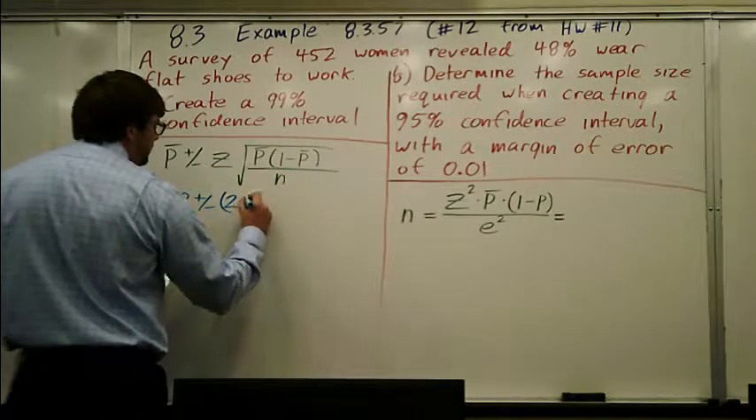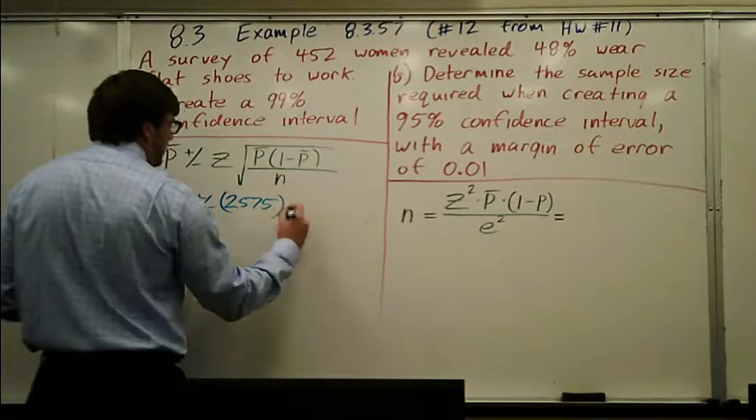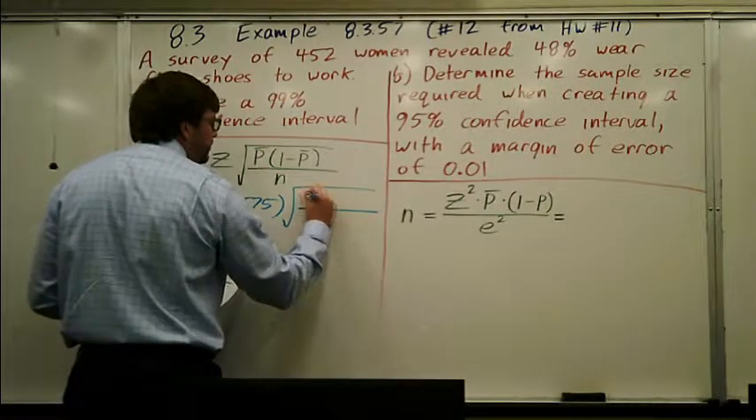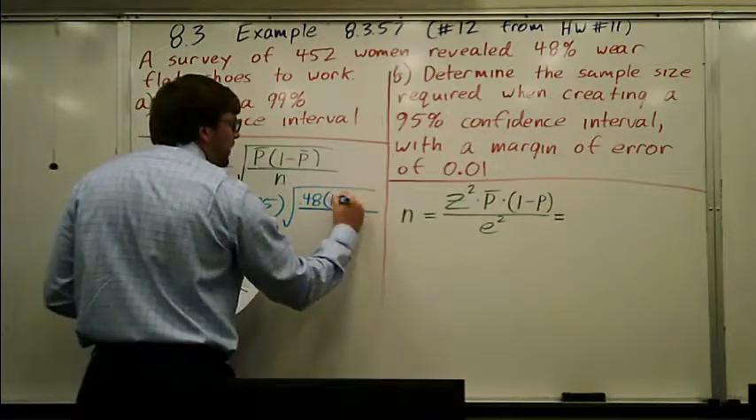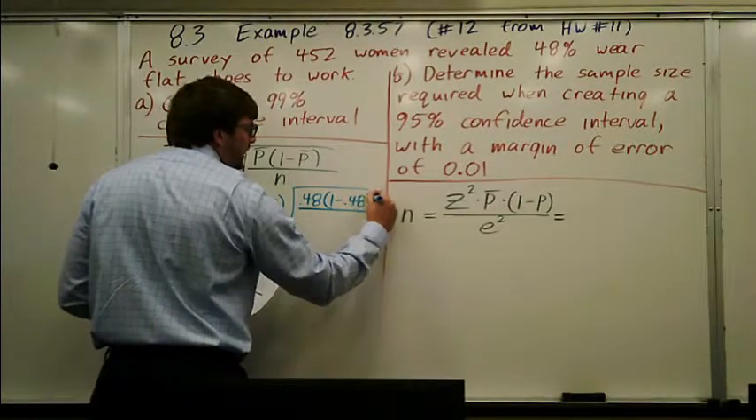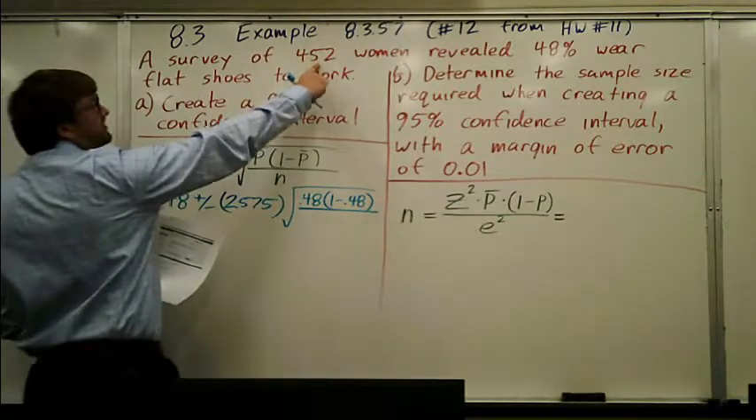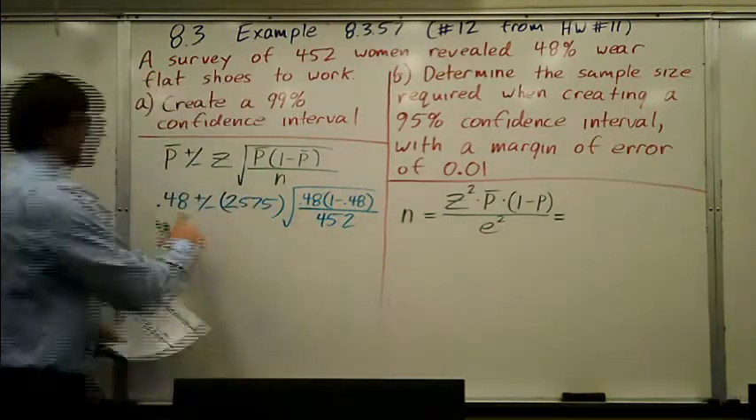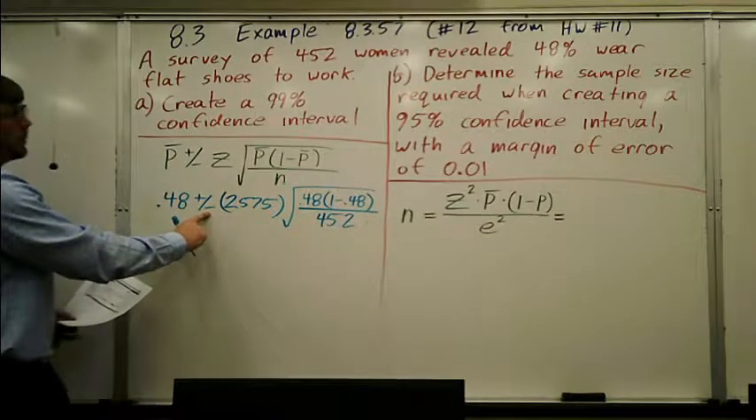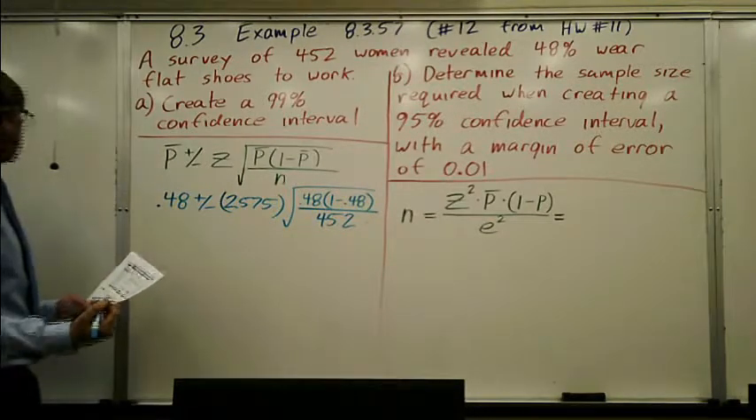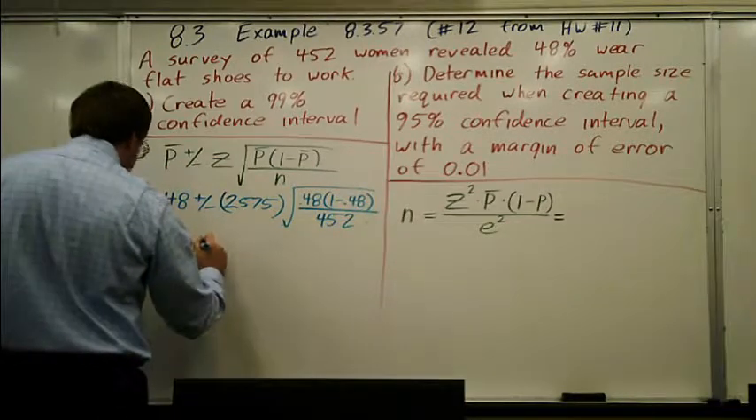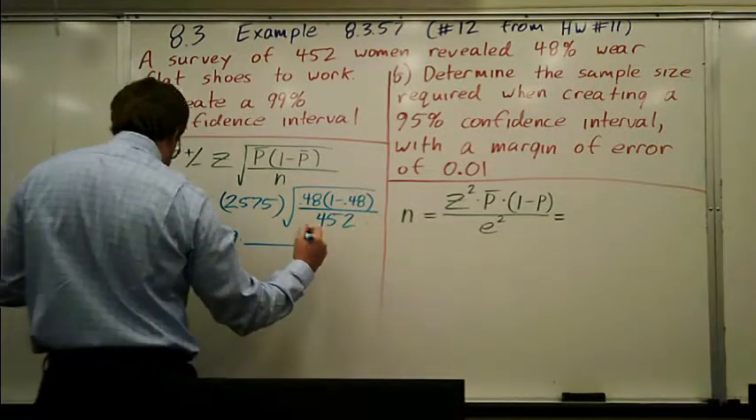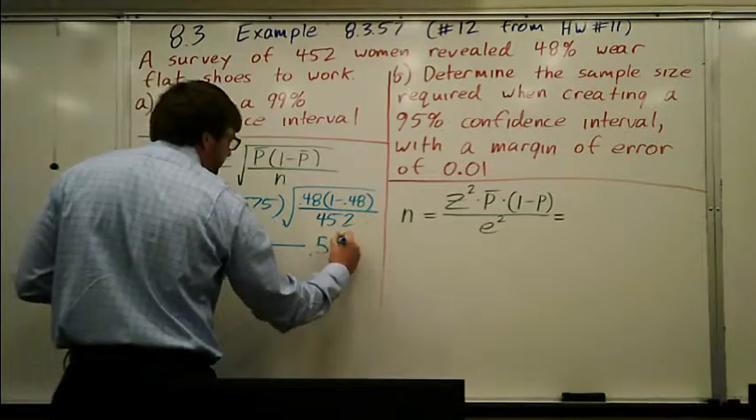So 2.575, then multiplied by the square root of the sample proportion, again 0.48, multiplied by 1 minus the sample proportion, divided by our sample size, and our sample size was 452. So of course, I'm just going to take the 0.48, subtract that quantity, and then add it to find the lower and the upper bounds. And I came up with 0.419 to 0.541.